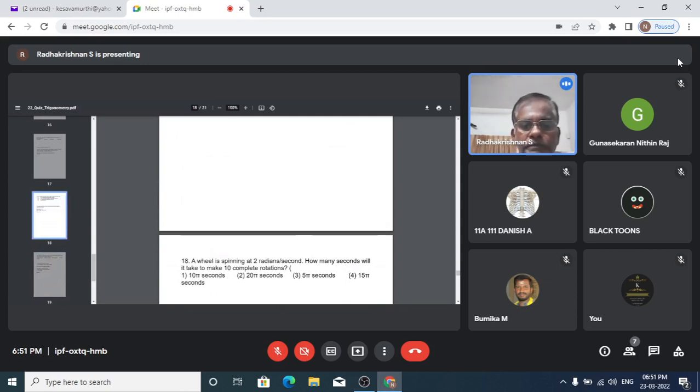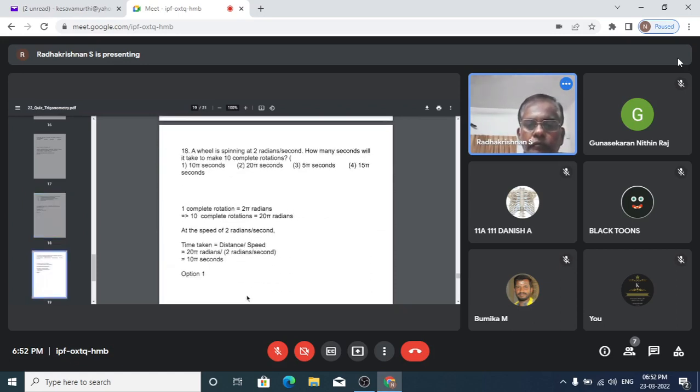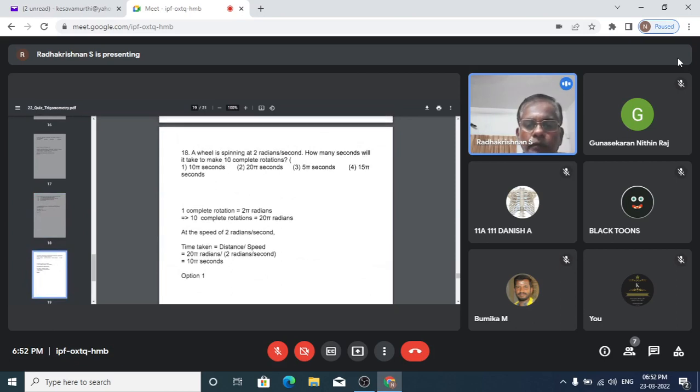Okay. The wheel is spinning at 2 radians per second. How many seconds will it take to make 10 complete rotations? Did you try this? Sir, 25 seconds. 25. Did anyone else try? Other than Nitin Raj, Bhumika. Actually, 10 pi will come.